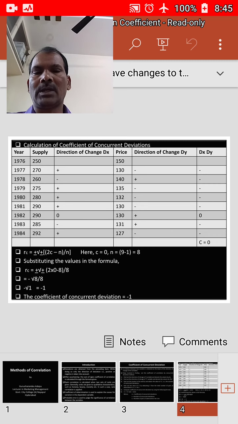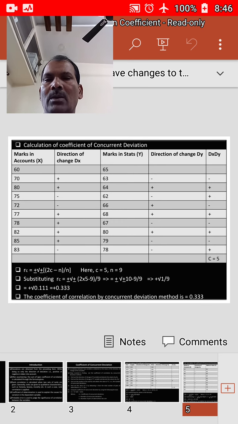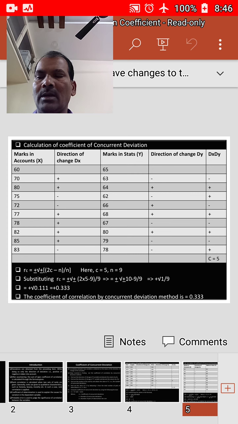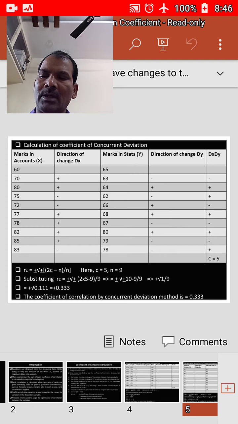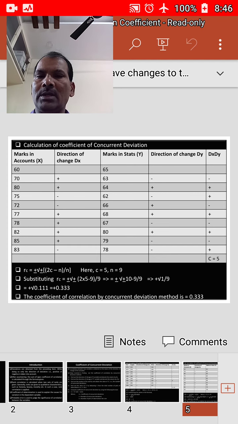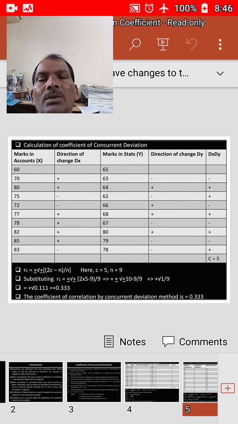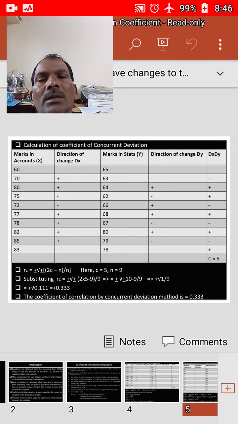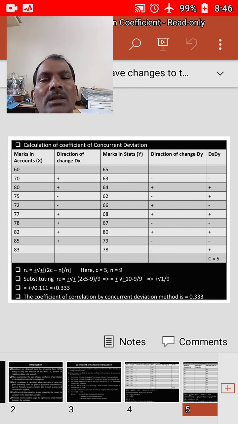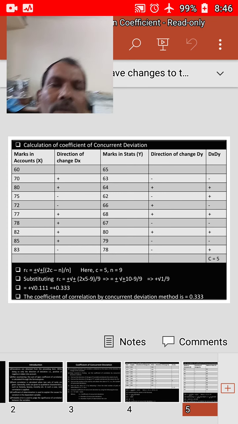With this we will calculate. Let's see another example for better understanding. Here we are asked to calculate the coefficient of correlation by using the concurrent deviation method. The data is given as marks in accounts: 60, 70, 80, 75, 72, 77, 78, 82, 85, 83, and we need to find the direction of change, dx. Marks in stats are also given: 65, 63, 64, 62, 66, 68, 67, 80, 79, and 78.